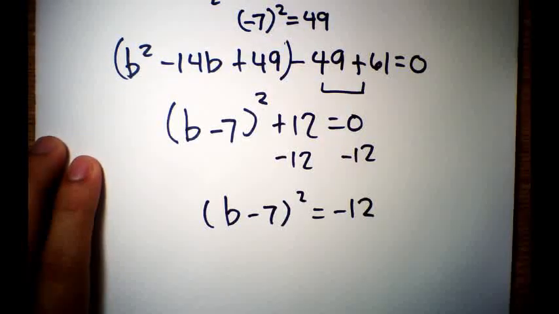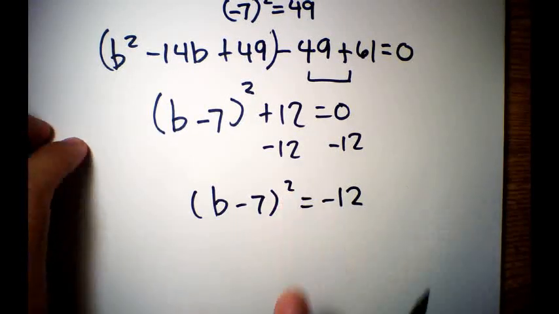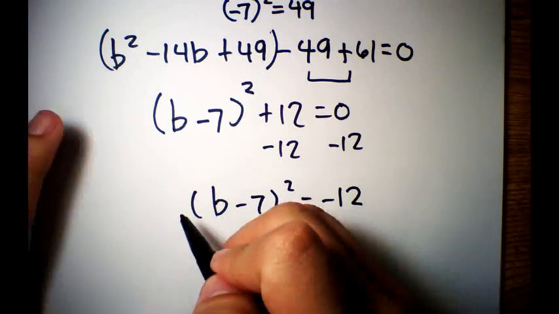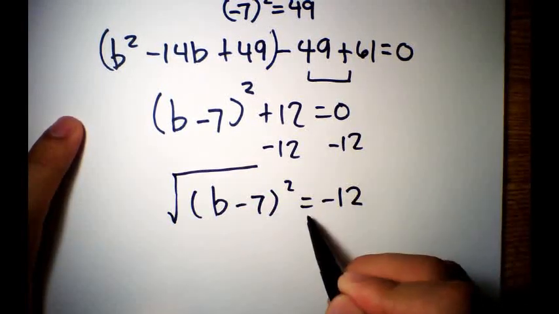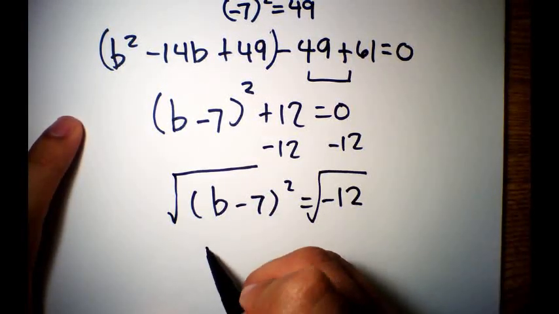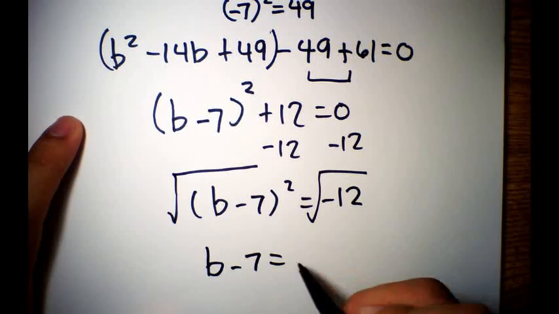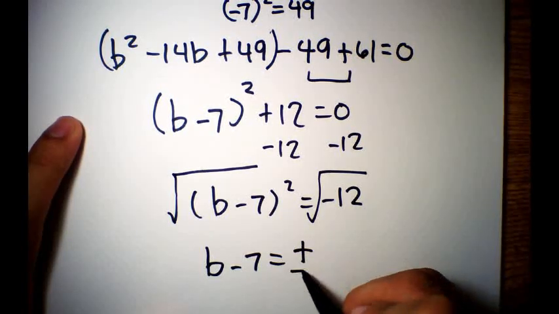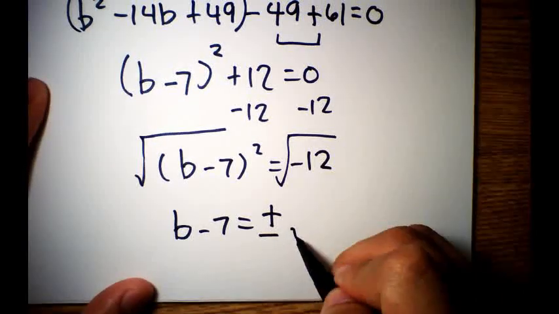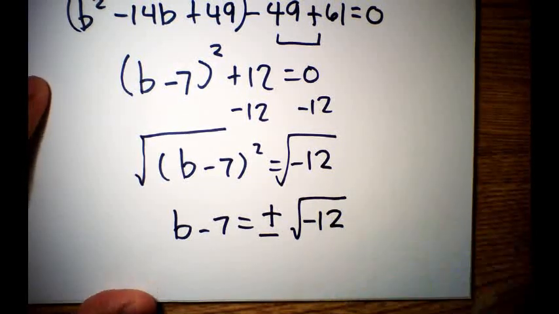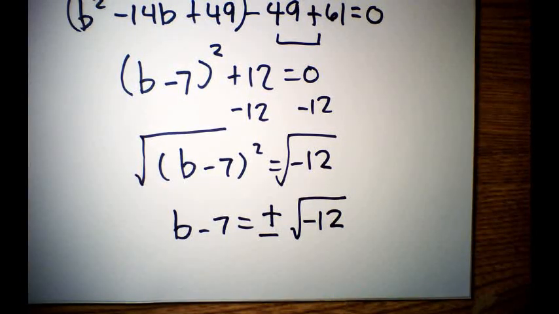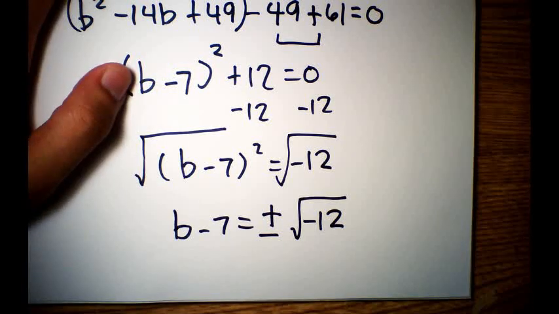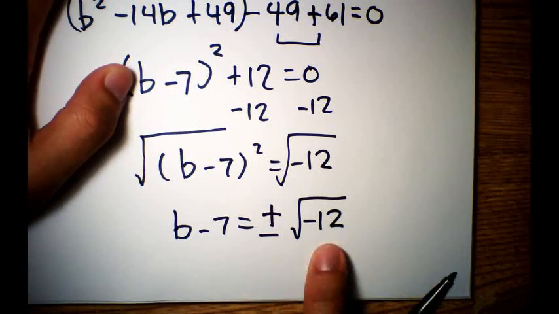The same procedure still applies. We're going to get rid of the square. We are going to square root both sides. So now we have b minus 7 is equal to, remember, you got to put plus or minus square root of negative 12. We've seen negatives under the radicals, so we need to simplify that even more. So let's go on to the next page and let's simplify this square root of negative 12.